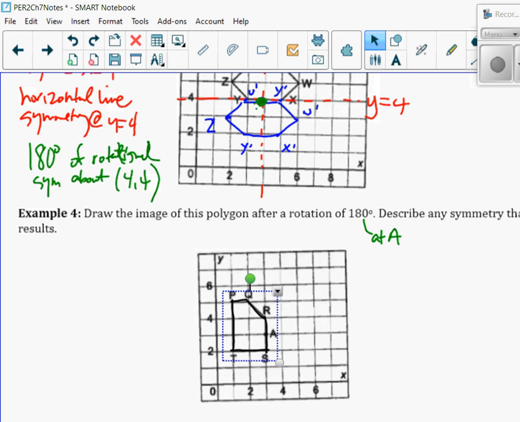So that means if the R goes here, you see, from A to R, rotate, it would have to go 180 degrees all the way around. I'm just going to move this back. Oops. There we go.